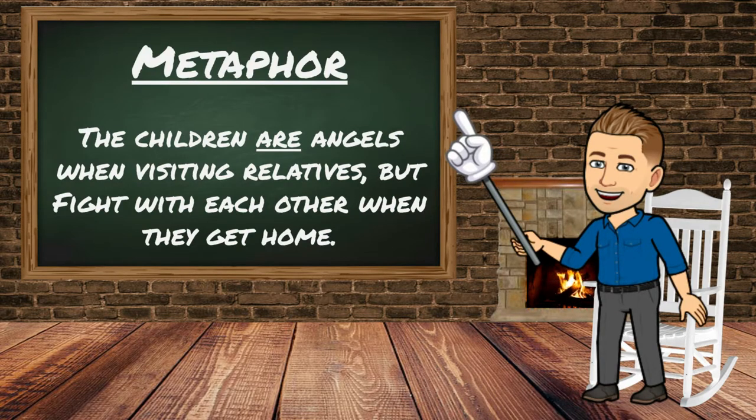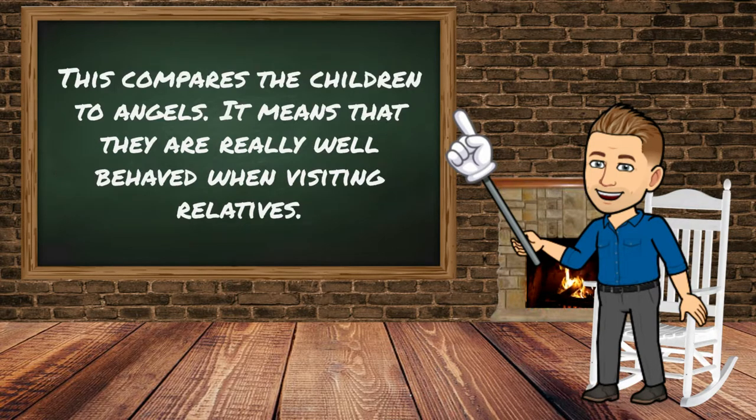The children are angels when visiting relatives, but fight with each other when they get home. So here we're saying children are angels. Are is our key word there. And we're comparing them to angels. We all know what angels are. We all know that they're great and obviously they behave. So we're saying how the children are well behaved when they're at the relative's house, but when they're home, they're fighting with each other.